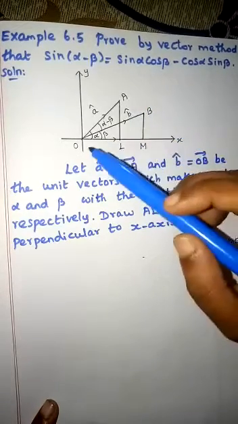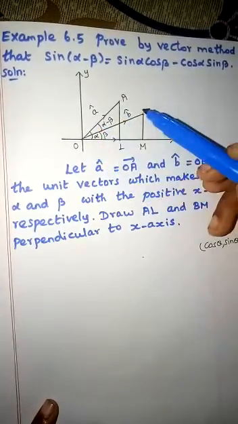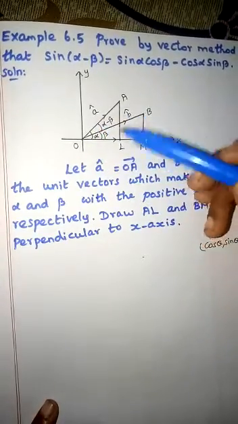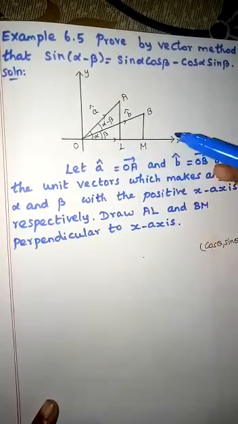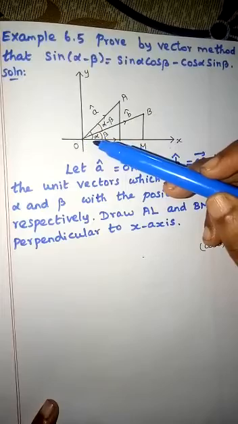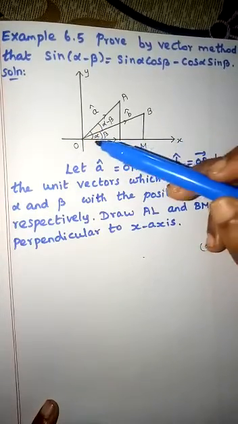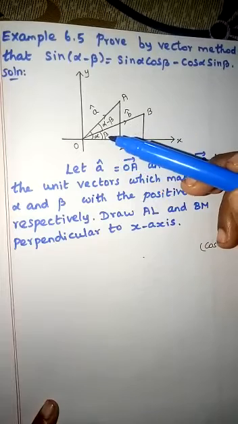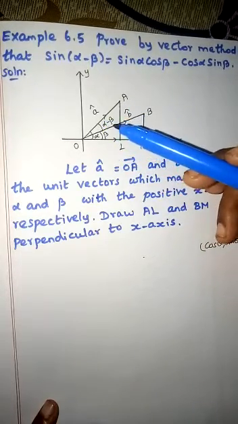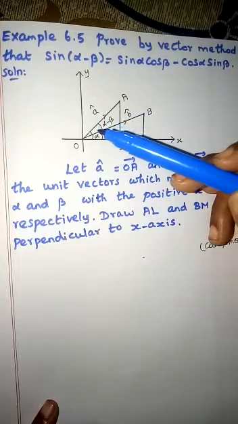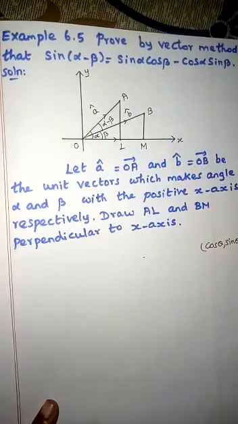Okay, so I am taking A and B like this, and you can take OA vector as A cap, OB vector as B cap. Then draw AL and BM perpendicular to x-axis. The angle between x-axis and this OA vector is what? Alpha. Then the angle between x-axis and OB vector is beta. Then the angle between A and B is alpha minus beta.